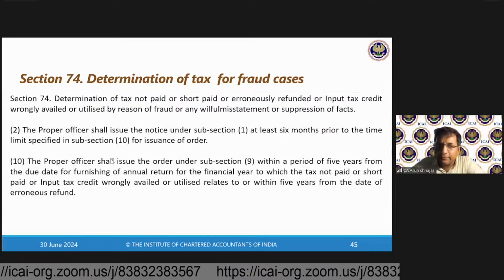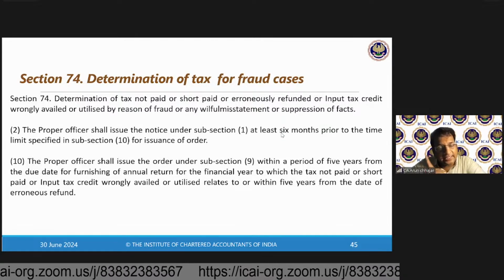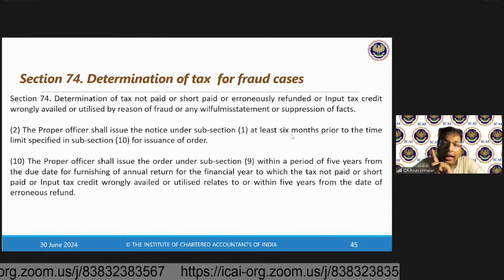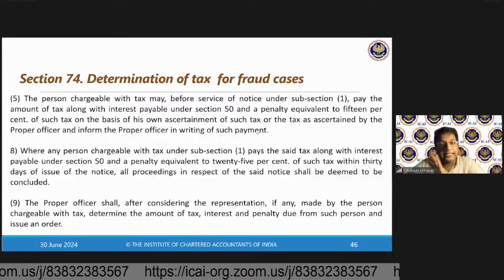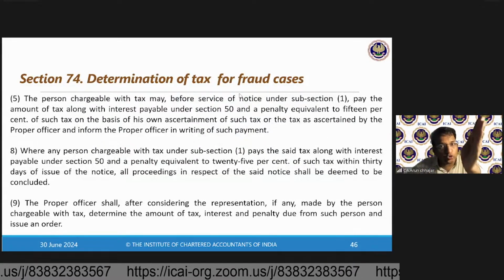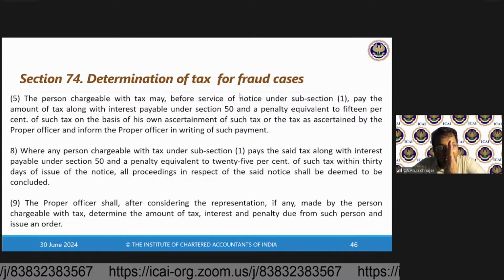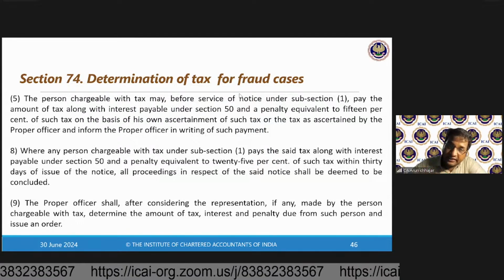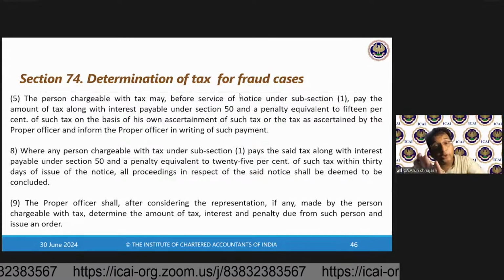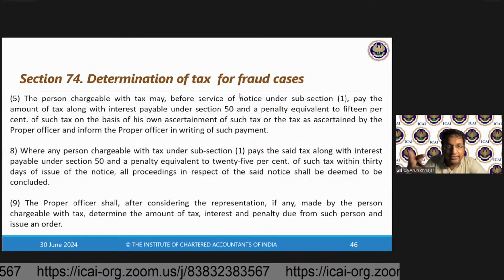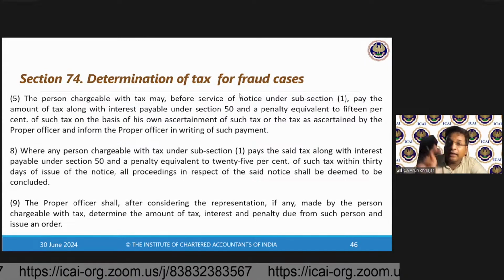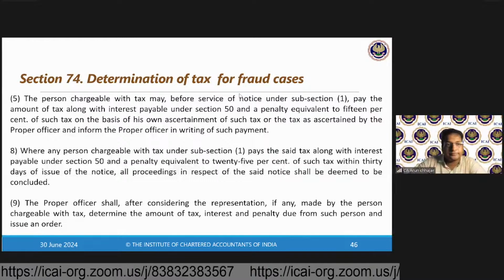Section 74 is exactly the same. The only difference is the last date to issue the order is 5 years and the last date to issue the notice is 6 months in advance. Correct. And the penalty percentage before the show cause notice would be 15. After SCN, within 30 days, the penalty percentage would be 25. After the order, the penalty percentage would be 50 within 30 days. And after 30 days from the order, the penalty would be 100%.